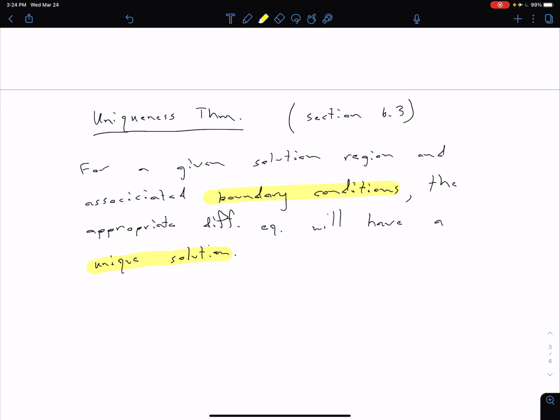And so basically what this is saying is, am I just going to come up with some different solution from somebody else following the same technique? And the answer is no. The answer is that there should be one unique solution for a given solution region with given boundary conditions.